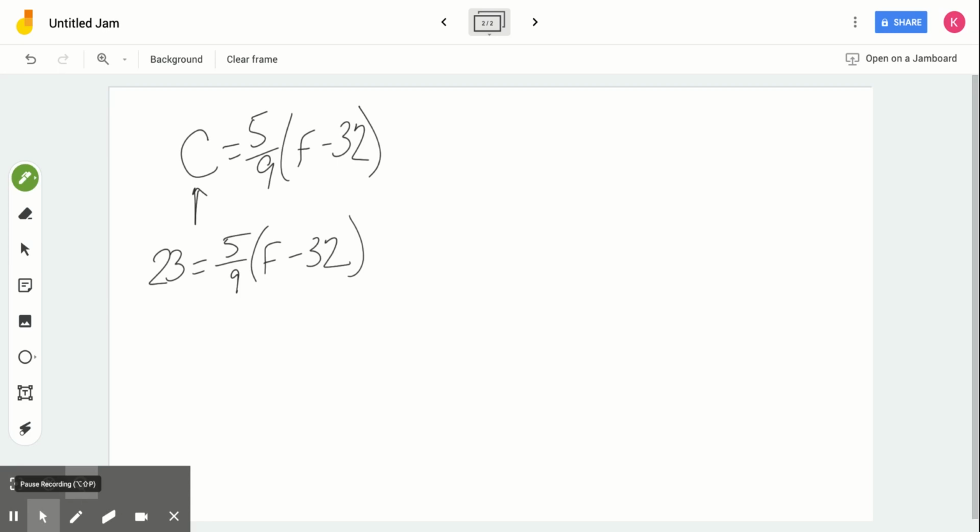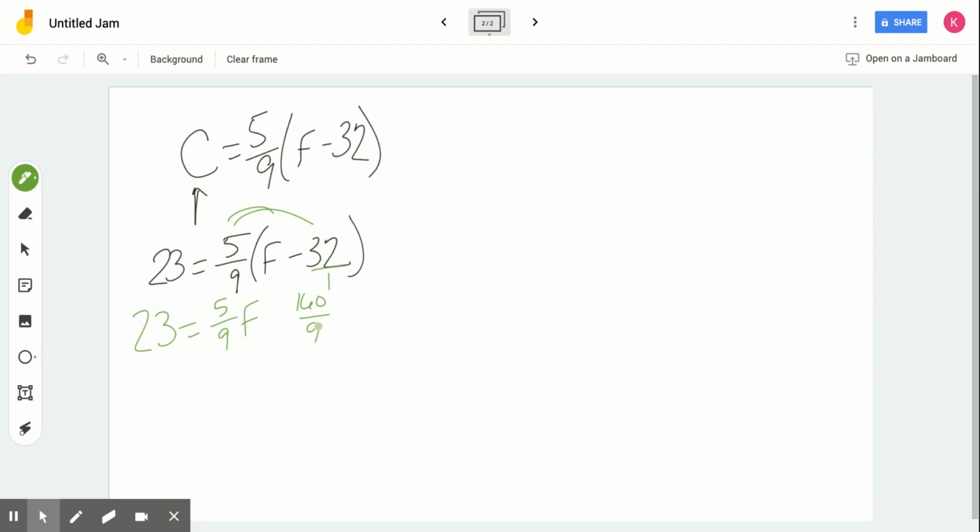Now that you've had a minute to take a look at this, we're going to start by distributing this fraction into the parentheses. So we have 23 is equal to 5/9 F. 5/9 times F is 5/9 F. Again, whole numbers are always over the denominator of 1. 5 times 32 is 160. 9 times 1 is 9. Positive times a negative is a negative.